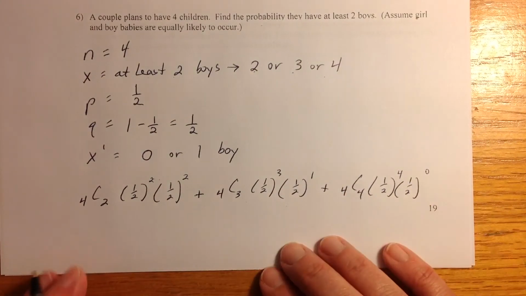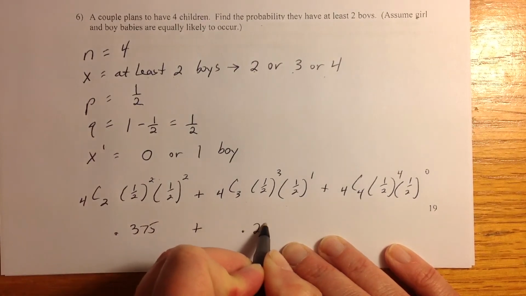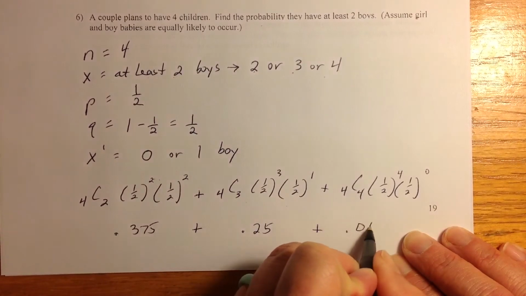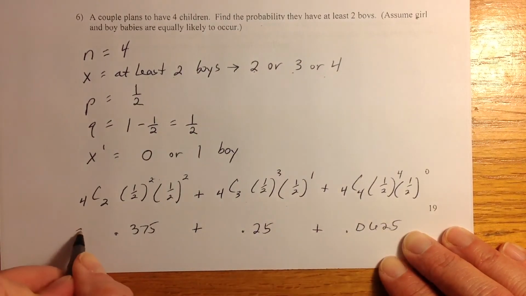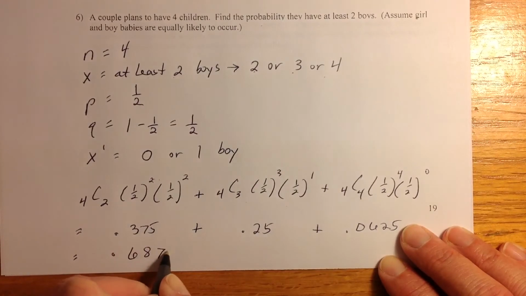You're going to compute each one separately, so 0.375 plus 0.25 plus 0.0625. We're going to add that to get 0.6875.